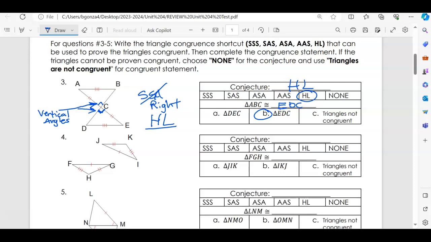Okay, number four. I see side, side, side. Tick mark, tick mark, tick mark is SSS. Side, side, side. Now F to G to H goes across the one arc through the two arc. It's going to have to match I, J, K. F to G to H, I to J to K. Well, that means none of these are right. It's I, J, K. All right. Whoops, that was a typo.